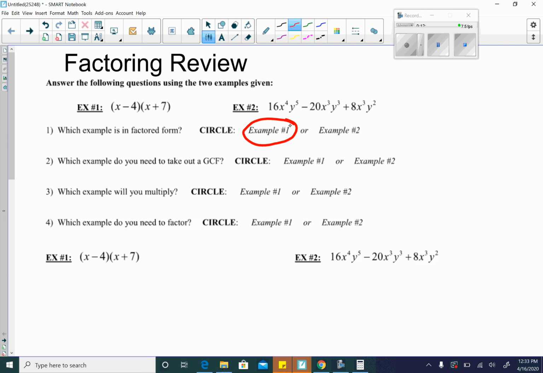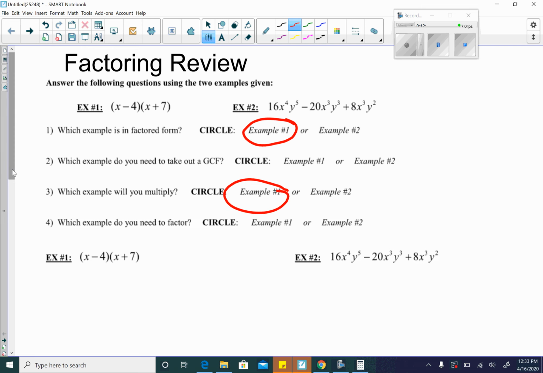Okay, then I'm going to do number 3. It says, which example will you multiply? We can't multiply anything in example 2. We can combine like terms, we can take out a GCF, but we cannot multiply anything. We can multiply in example 1 again. Okay, so let's do those problems.